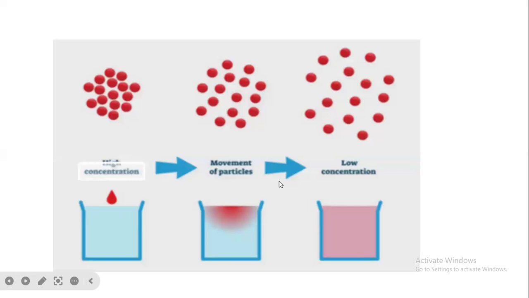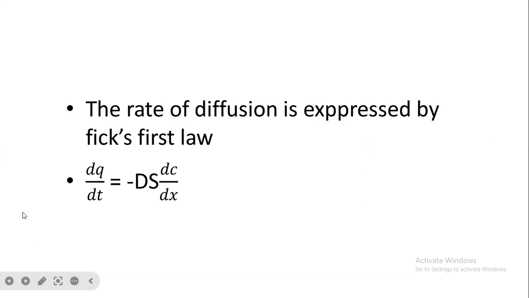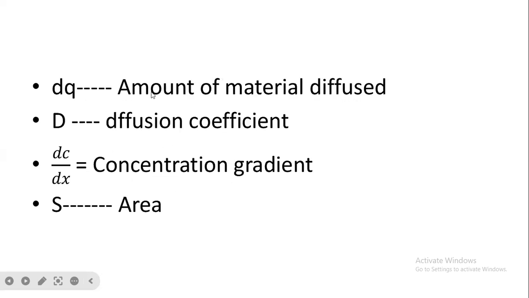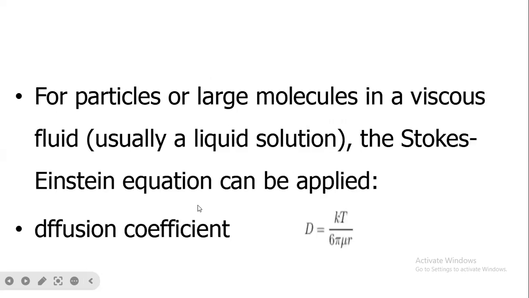See in this figure, this is the higher concentration. The molecules are moving to a lower concentration. The rate of diffusion is expressed by Fick's first law: dq is the amount of material diffused, D is the diffusion coefficient, dC over dx is the concentration gradient, and A is the area.